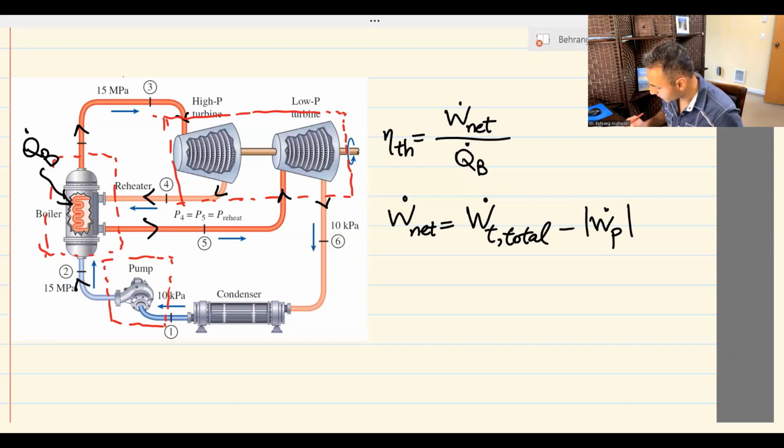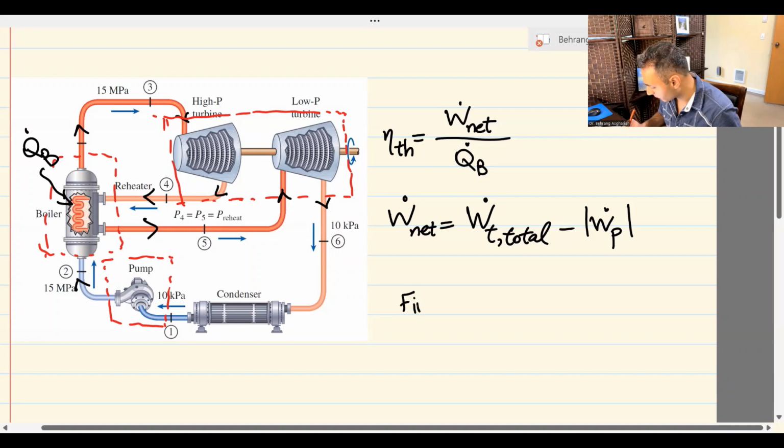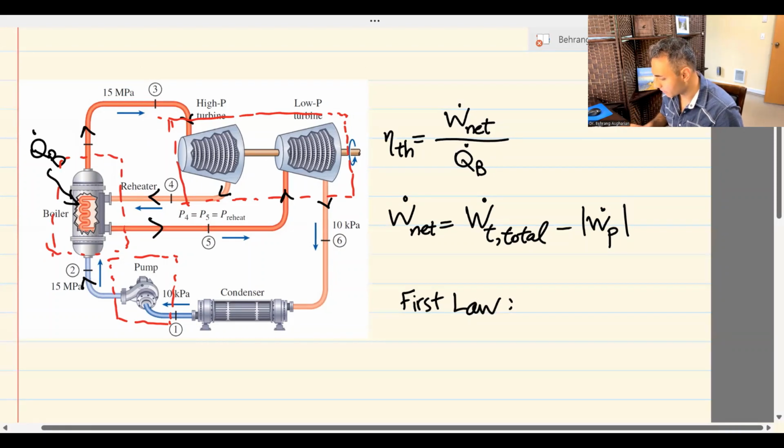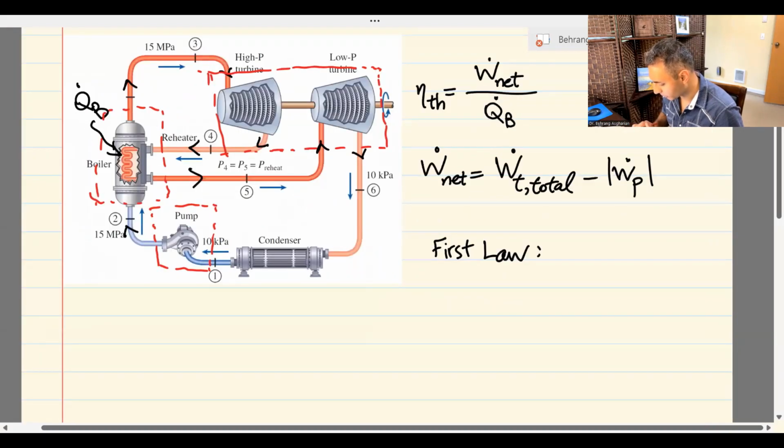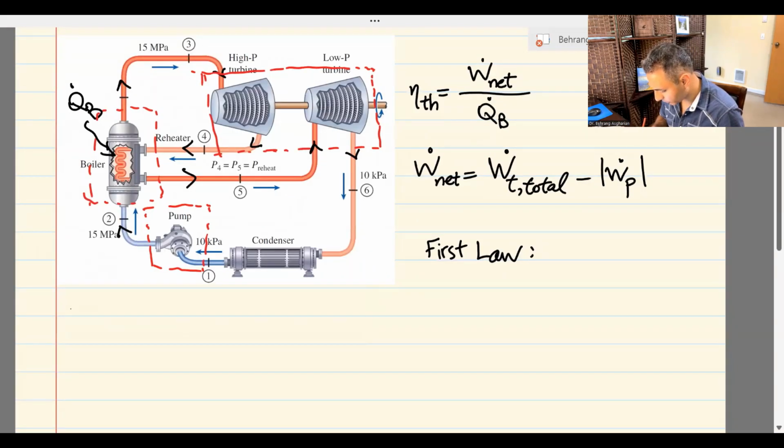So now what you need to do is apply the first law for these 3 cases and find the values you're looking for. If you apply the first law for the boiler, you have to look at what streams are crossing the boundaries of the system. What you see here is 2 is going in, 3 is coming out, 4 is going in, and 5 is coming out. These 4 streams are crossing the boundaries of my system.